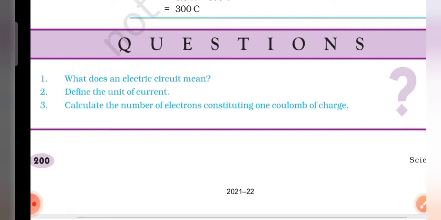Okay, I told you the charge on one electron is 1.6 into 10 power minus 19 coulomb, and the number of electrons in 1 coulomb of charge is 6 into 10 power 18 electrons.